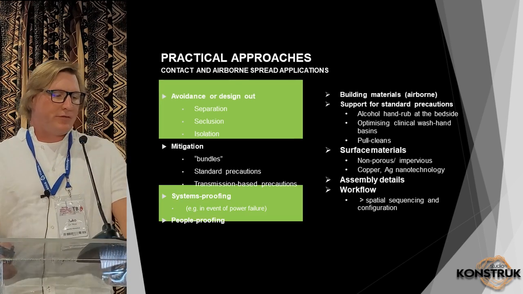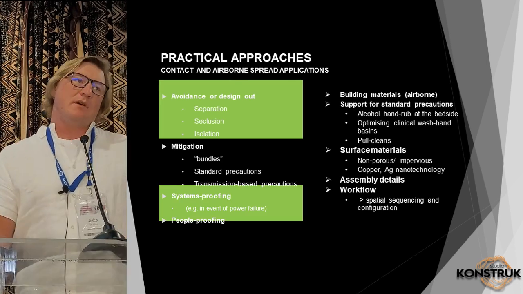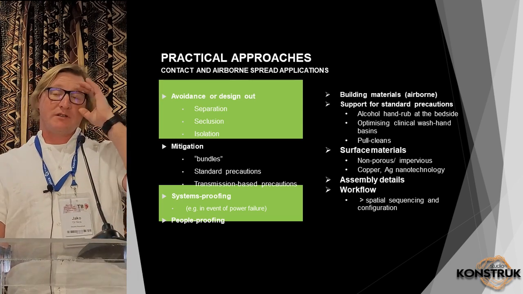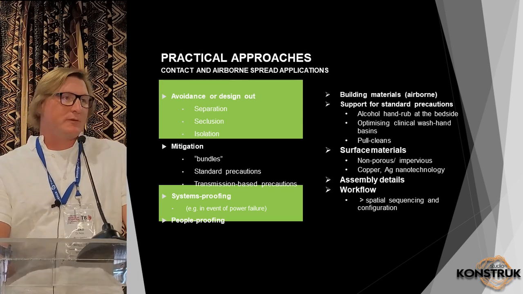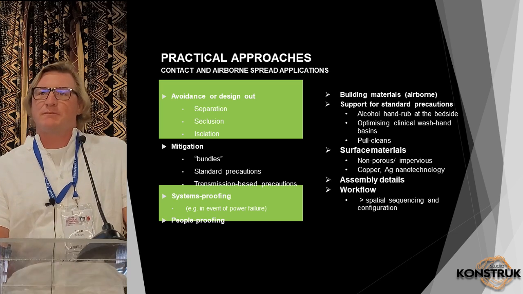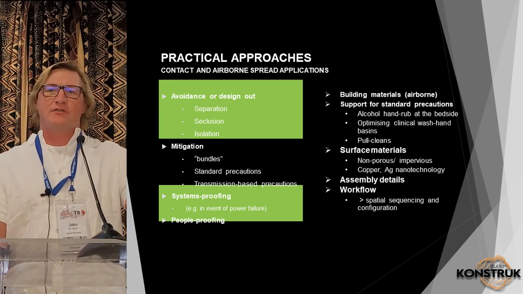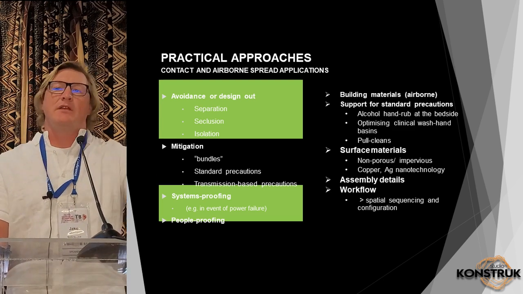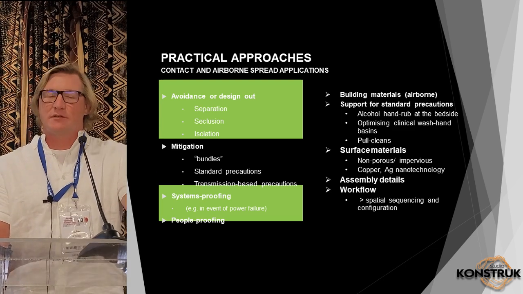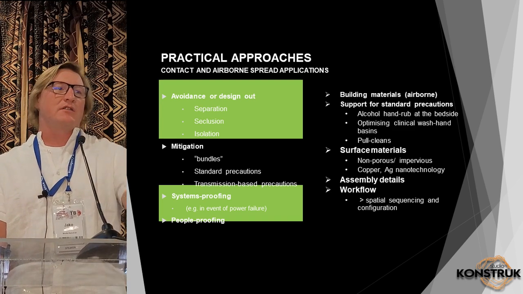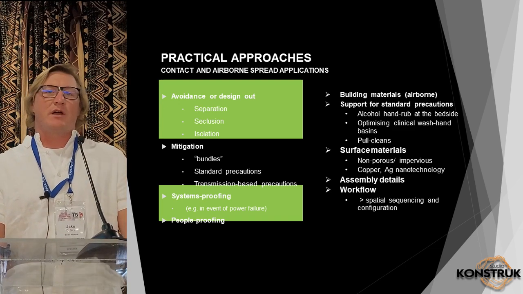Then systems proofing and people proofing. From a sustainability point of view, it's critically important that we understand this. There is a difference between systems proofing and people proofing. So systems proofing is facing the fact that we have Eskom and we need to deal with it. That is systems proofing. So how am I going to deal with that? What am I going to put in place?